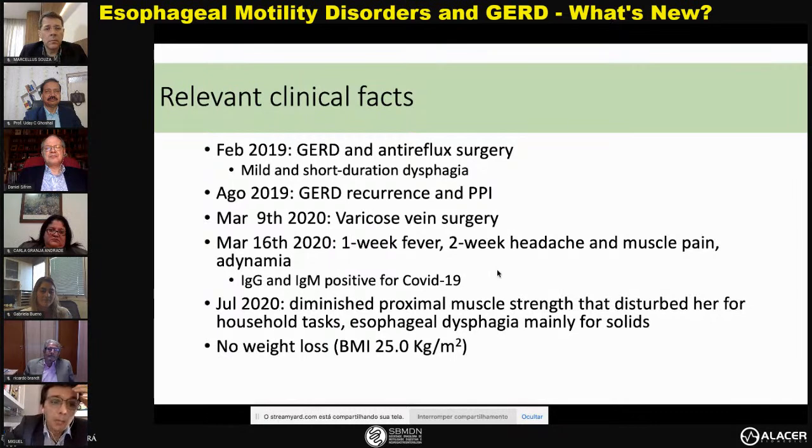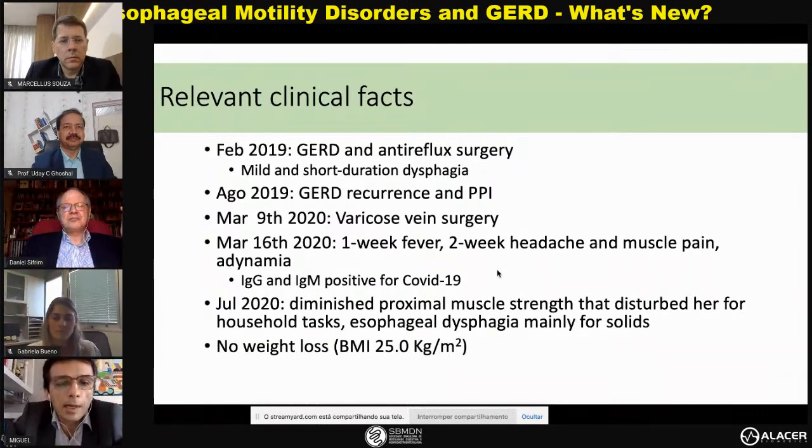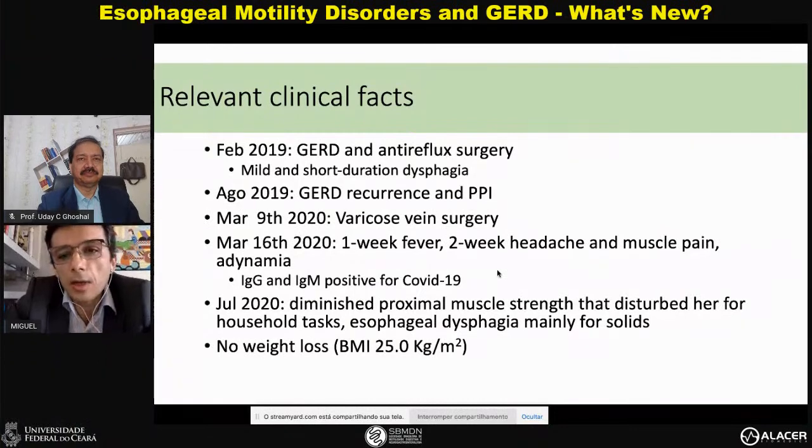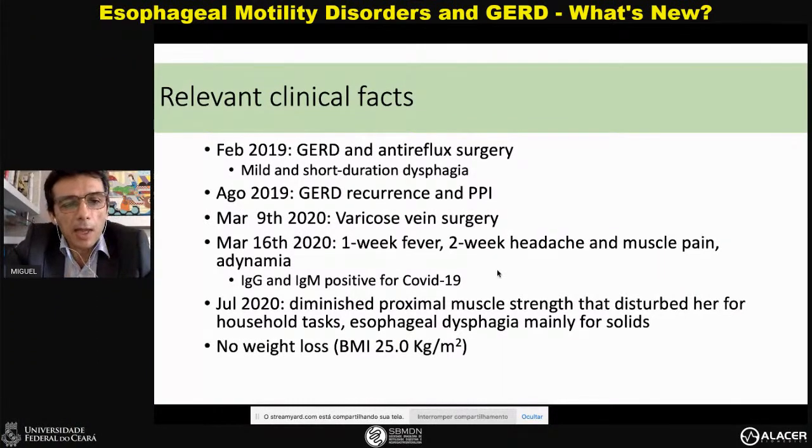This year, on 9 March, she had a surgery for varicose veins. And 1 week later, she began 1 week of fever, 2 weeks of headache, muscle pain, and adynamia. Her serology was positive for COVID-19. Well, she stayed there till July this year, when we could have some investigations about her complaints. At that time, July this year, there was diminished proximal muscle strength that disturbed her for some household tasks, esophageal dysphagia, mainly for solids. That's why she came to us.